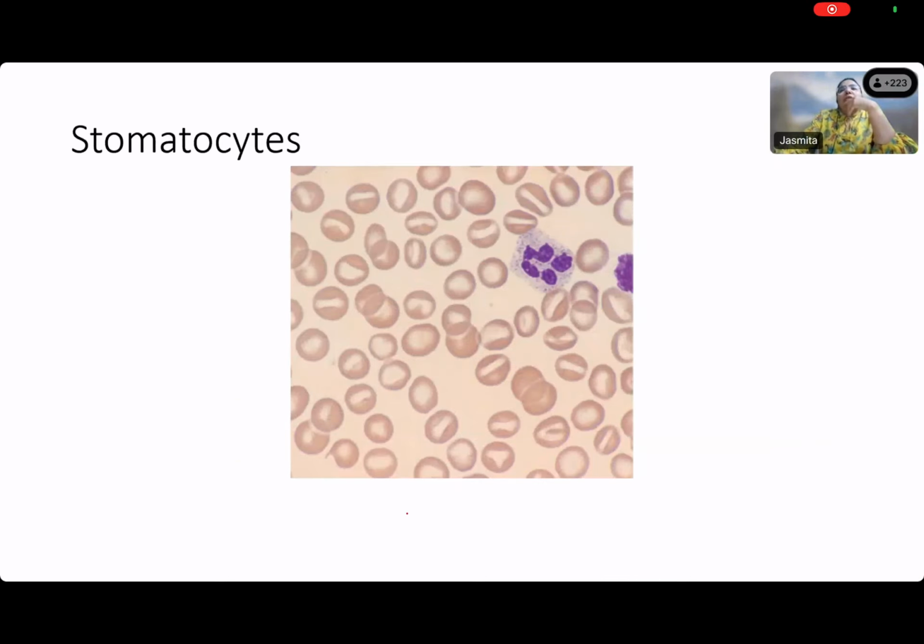So now these cells are called stomatocytes. When you look at these cells, it is like the central pallor hasn't remained central. It has become like a slit of pallor. More often than not, they are artifactual on the smear, and they may be present only on one part and not on the other part of the smear. But when you see it as a consistent anomaly, then you may initiate a workup for hereditary stomatocytosis.